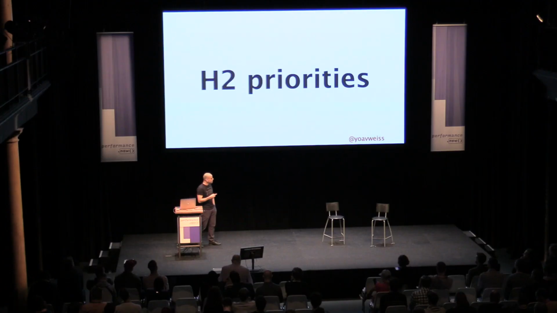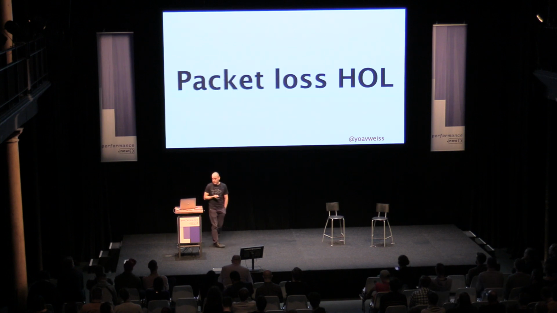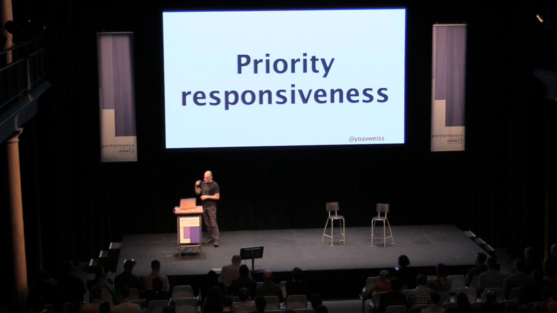But H2 doesn't magically fix everything. It has a priority scheme, but we'll talk a bit more about why that's not particularly effective. Natasha talked about the packet loss, head-of-line blocking that H2 still suffers from. Since everything goes on a single TCP connection, if a packet is lost, that's delaying all the different resources behind it, rather than just 1 out of 6 that are in flight for H1. And this is a serious problem, but it's not the only problem with H2.